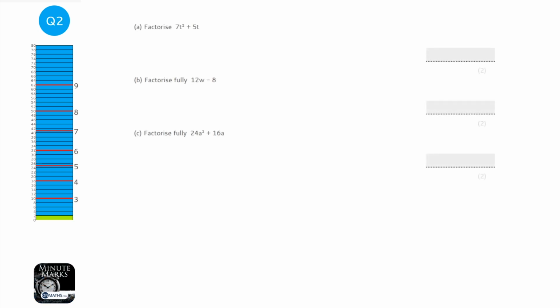Okay, factorise means put it into brackets. So looking at the first one, there's a t I can divide out of both of them, so I put t on the outside of the bracket, but there's no number because 7 and 5 don't have anything that goes into both of them. So I think, what do I times t by to get to 7t squared? Well, it's going to be 7t. And what do I times t by to get to 5t? Well, it's just going to be 5. You can check your answer by expanding the bracket. It makes 7t squared plus 5t, which it does.